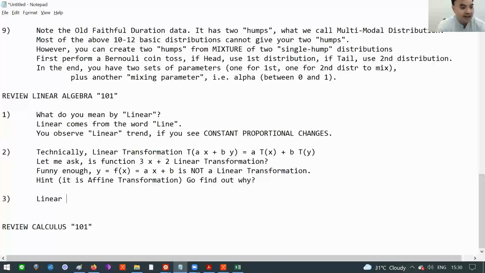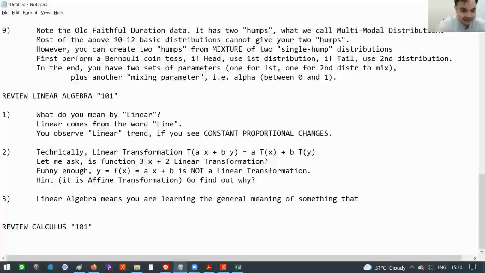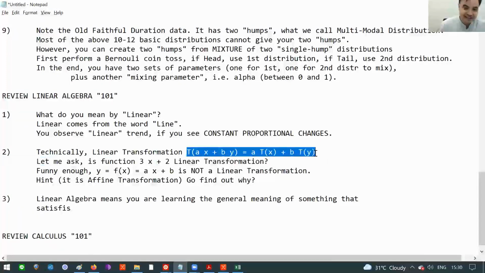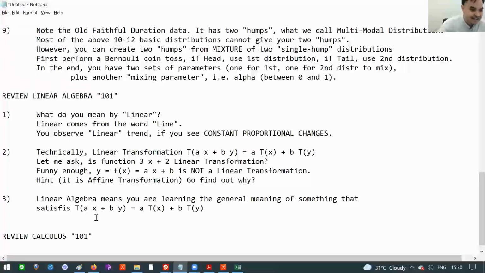So linear algebra means you are learning the general meaning of something that satisfies this condition for T. That is right. Okay, just keep this in mind. Let's keep this in mind.